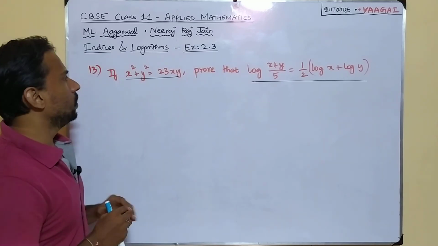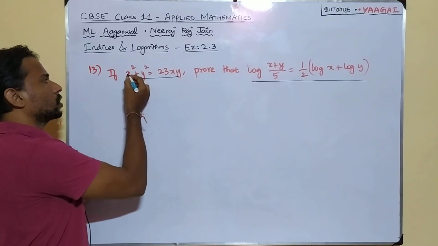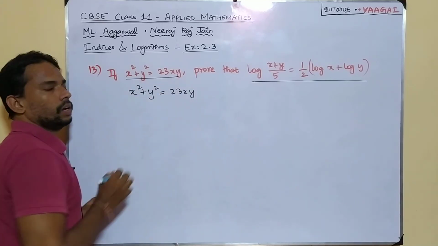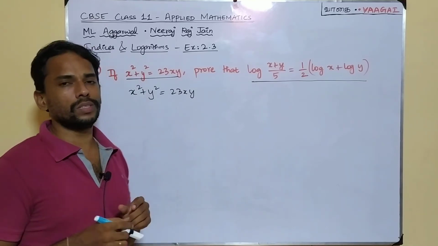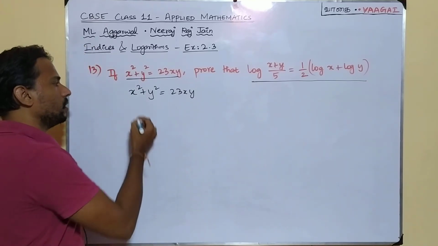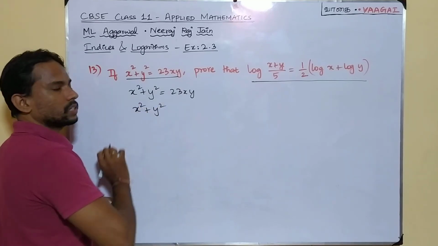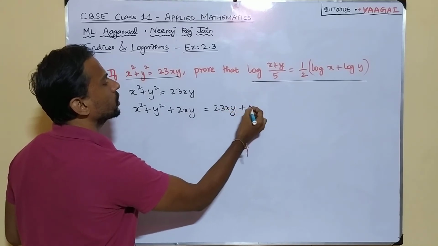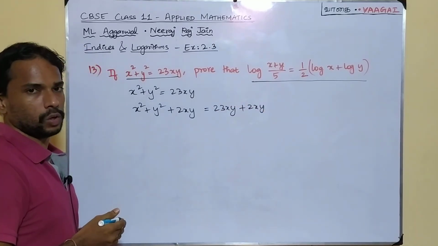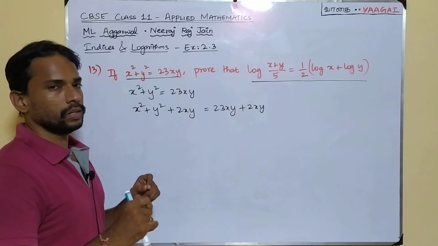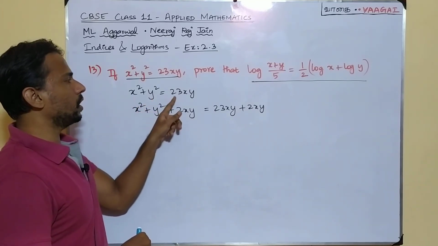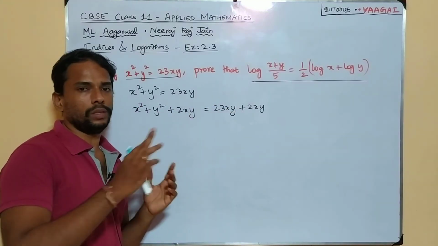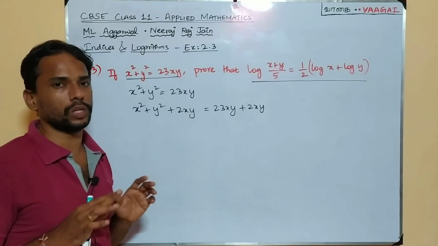Okay, so we'll start from what is given to us. We are given x square plus y square is equal to 23xy. This is what is given, and the next step itself is, we will just add 2xy on both the sides. I hope the step is clear to you. So x square plus y square equal to 23xy we have here, so plus 2xy and plus 2xy. On both sides I am going to add plus 2xy. This is what I am doing.